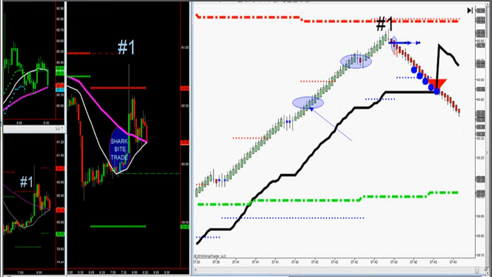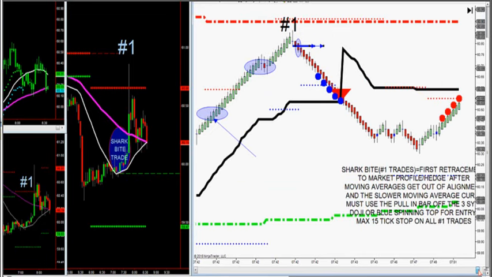And that's our entry technique. You want to pull the trigger on that. You want to sell the bid. Don't do market orders. Don't sell it at the market. Sell the bid. You're going to pay a 1 tick premium, but you're not going to get an extremely bad fill. All right? And you have a maximum 15 tick stop on the number 1 trades.